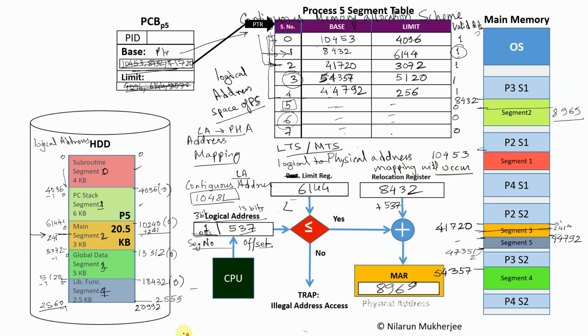Next scheme we are going to discuss today is simple paging. This is a modification of the fixed equal size partitioning, where we allowed one process to one partition. Here we allow one process several partitions. That is simple paging.